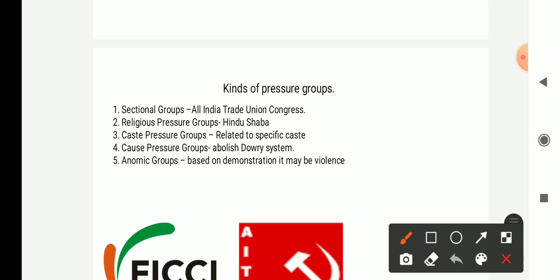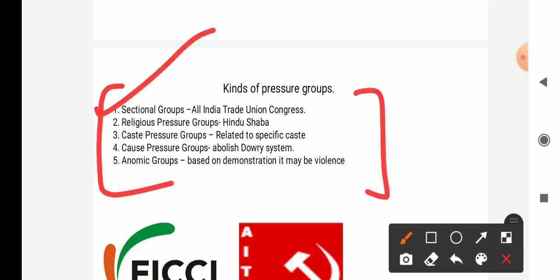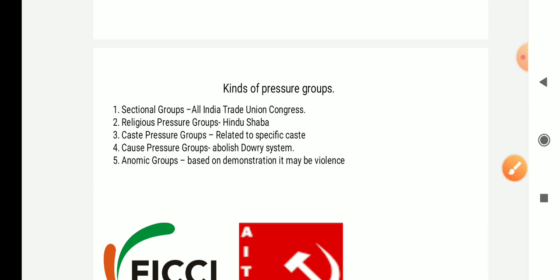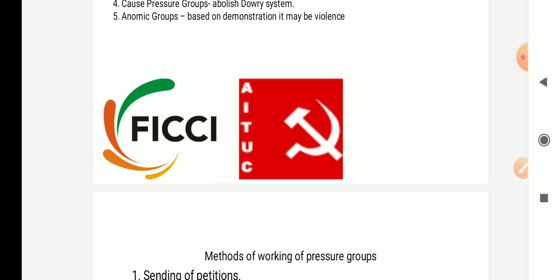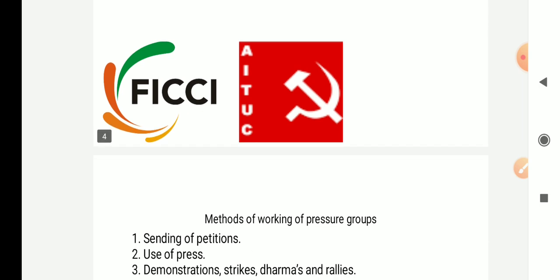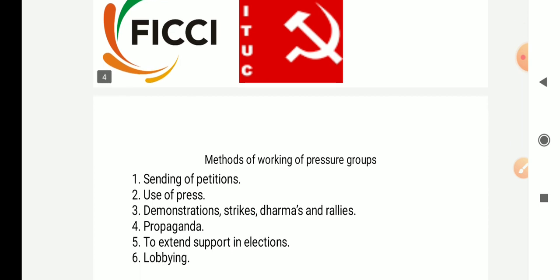We have labor groups. There are so many kinds of groups, but broadly we can divide them into these five. And sectional groups, all kind of farm groups, labor groups, or All India Trade Congress, or teachers groups, they fall in this category. Hopefully up to here it is clear. Now you are clear with kinds of pressure groups. These are the pressure groups' symbols, or we can say the flag they use normally: FICCI, AITUC.